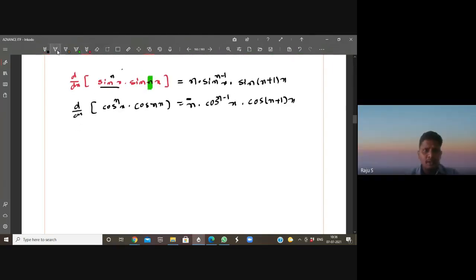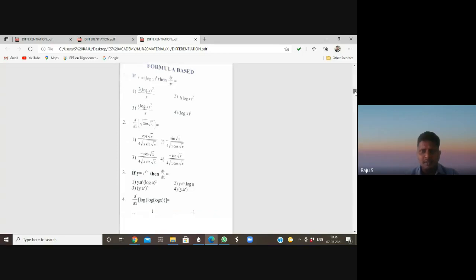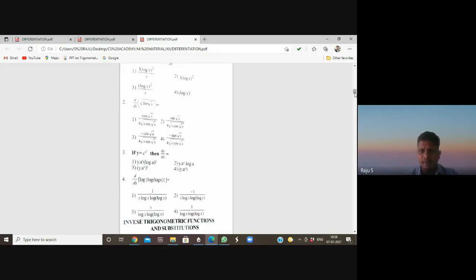And already here we have to discuss parametric differentiation. Next class we will start the problems, because you can see here it is formula based. The first one is in exercise 1, class 1. The first few questions belong to formula based, directly formula.